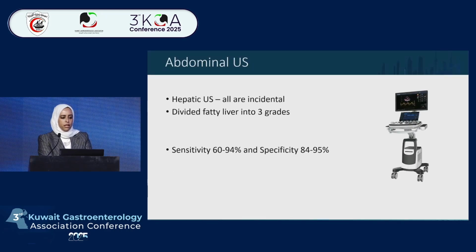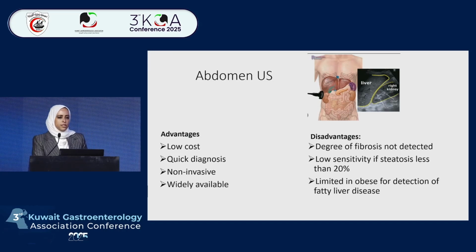We'll talk about imaging. Abdominal ultrasounds are usually incidental. Patients go for something else, and they come back with a report that says it's fatty liver. The steatosis itself is divided into 3 grades: mild, moderate, or severe. Sensitivity can be variable from 60 to 94%, and specificity is 84 to 95%. The advantages of ultrasound: it's low cost, quick to diagnose, non-invasive, and widely available. However, the disadvantage is that a degree of fibrosis is not detected, it has low sensitivity if steatosis is less than 20%, and it's limited in obese patients for detection of fatty liver disease.